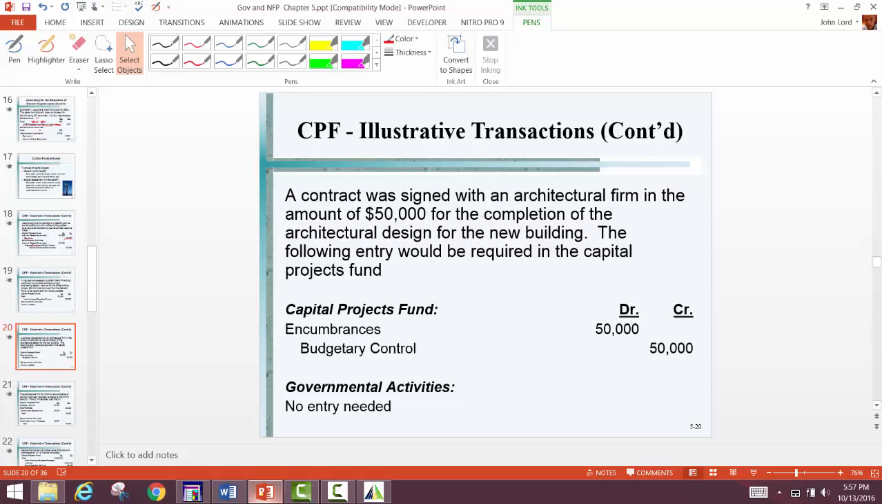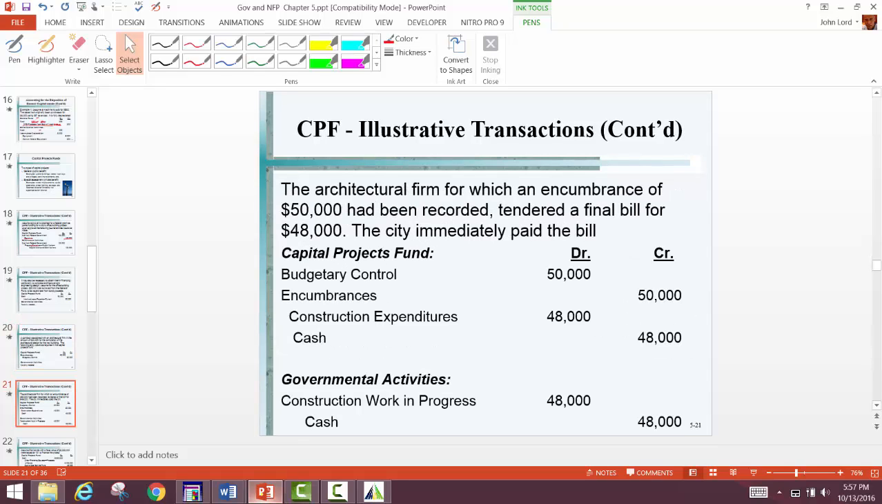And then the engineering company goes ahead and bills me for this. And when they do, I debit the budgetary control, credit the encumbrance for the original amount. I debit expenditure, credit cash for the actual amount, don't I? So have I used up some cash here?